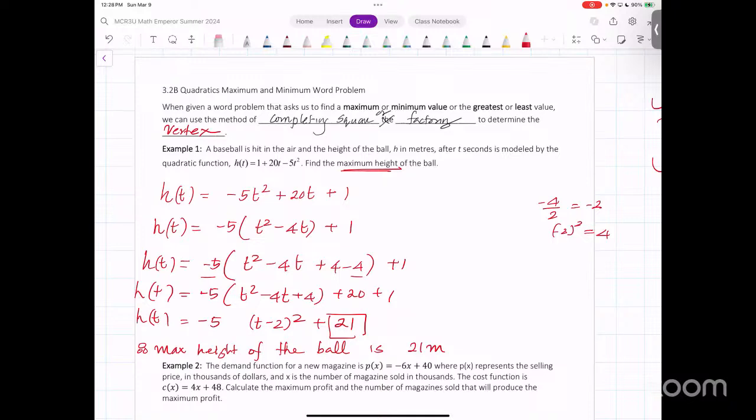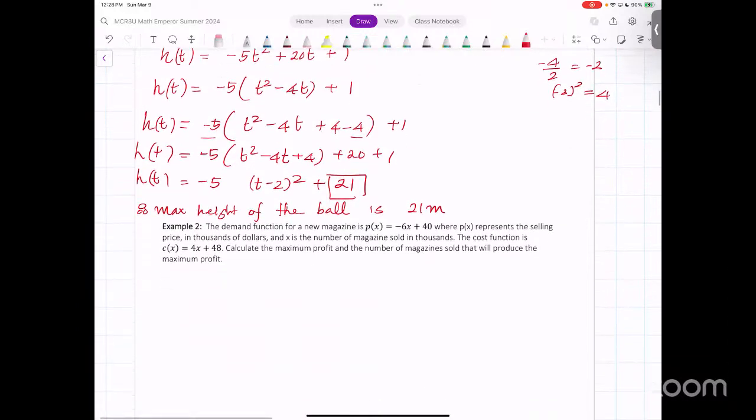Chloe and Audrey, are you following what we're doing? Completing the square again? Yes? Hello? It's completing the square again. Nothing different. All right. So now we're going to go to the next question.